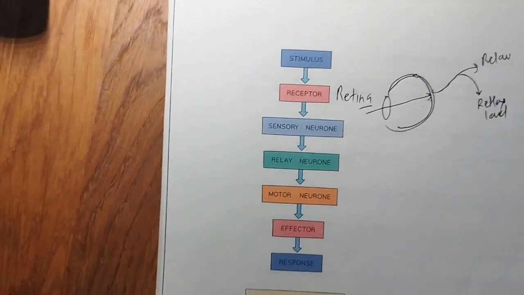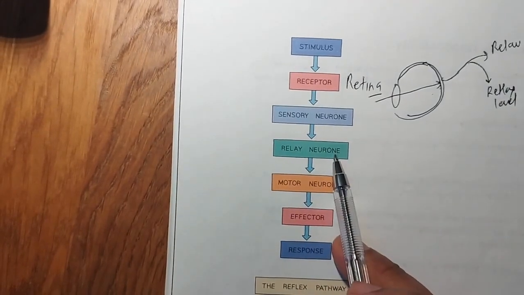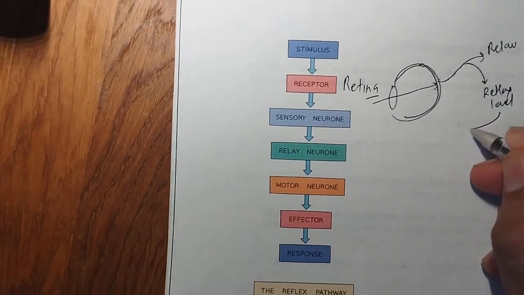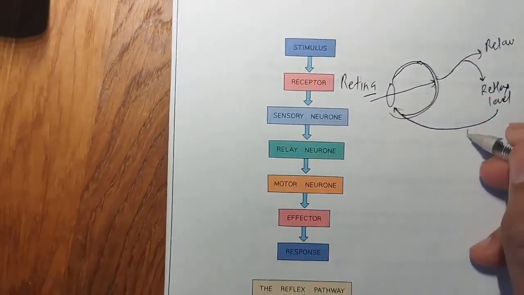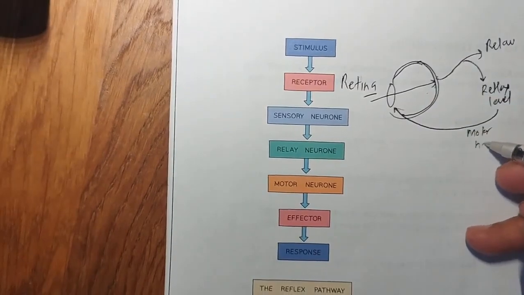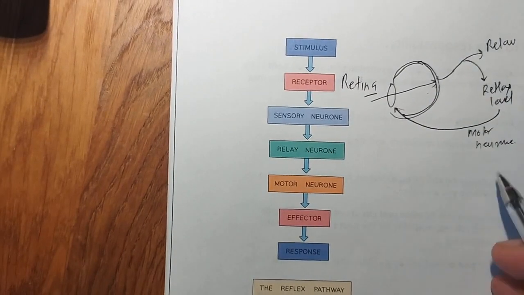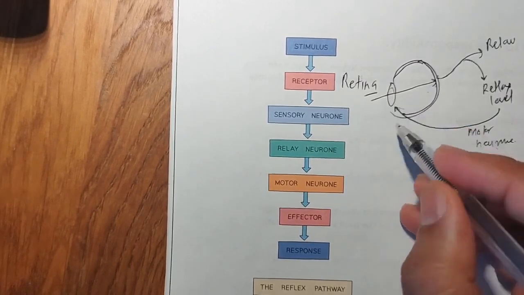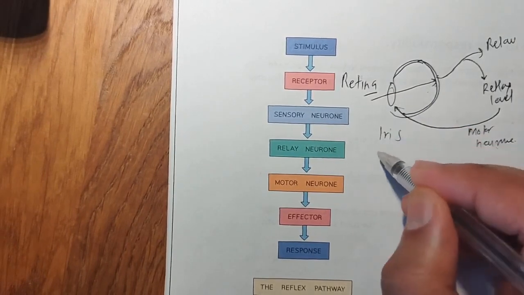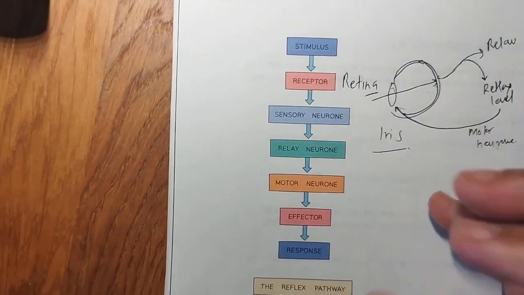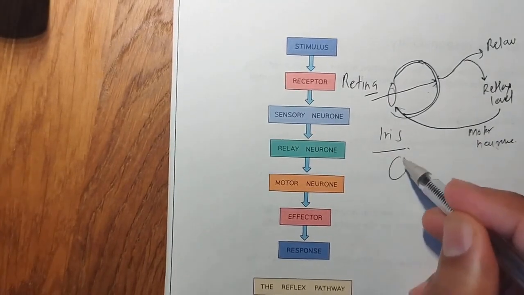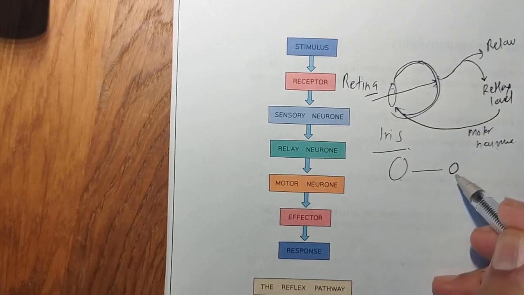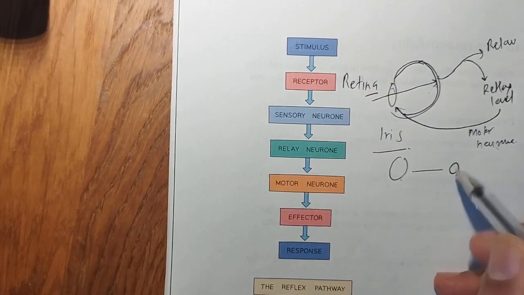So they go to the relay neuron. From the relay neuron, it goes to the motor neuron, and the motor neuron will cause constriction of the muscles of the iris. Iris constriction will cause pupillary constriction, so the pupil will go narrow. This is the response.